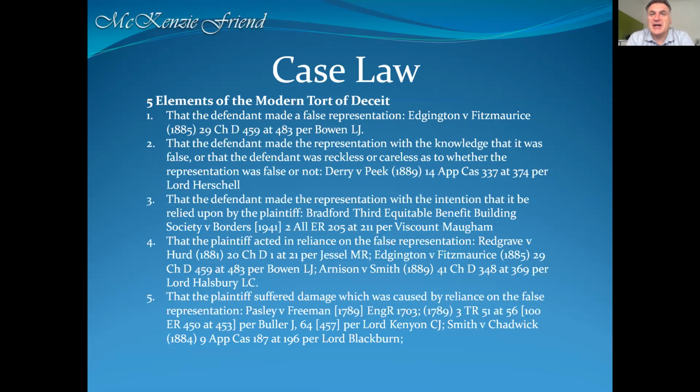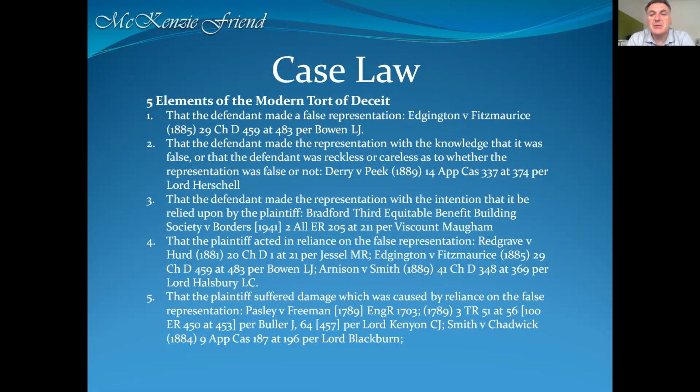Now, of course, these things have changed a little bit since these Old English cases. So there are the 5 elements of the modern tort of deceit. That the defendant made a false representation. That the defendant made the representation with the knowledge that it was false, or the defendant was reckless or careless as to whether the representation was false or not.